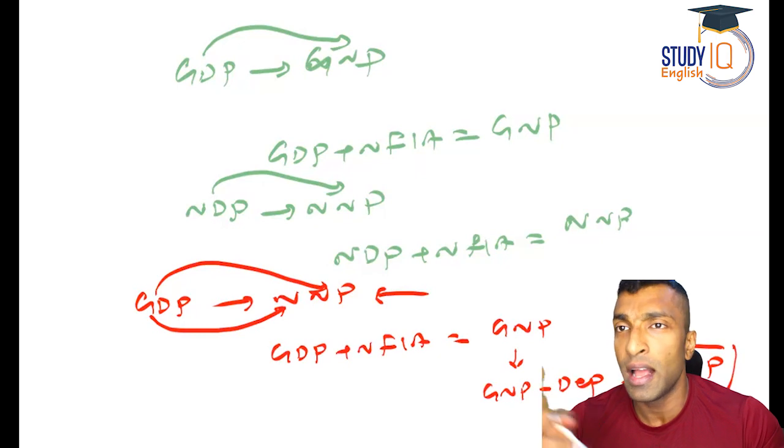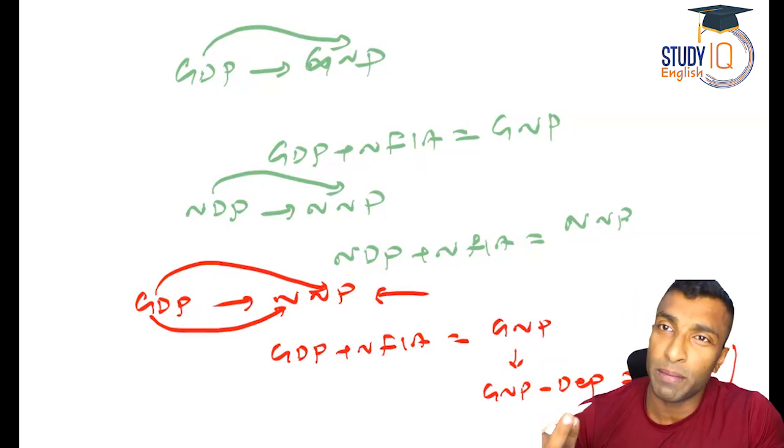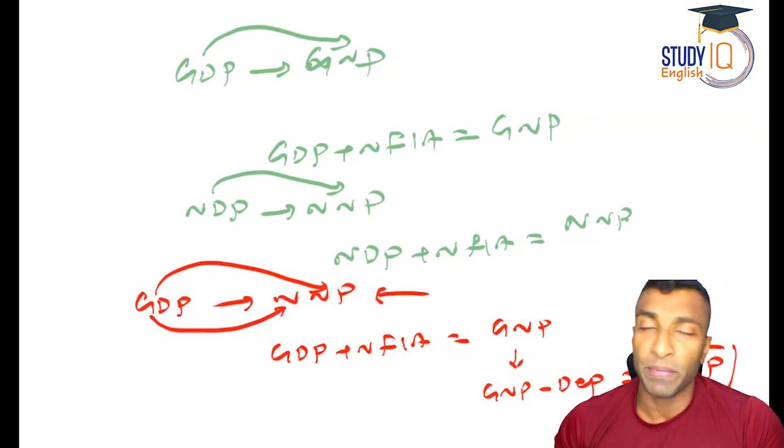In the next session, I'll talk about factor price, market price, current price, constant price, GDP deflator, the measurement of national income and everything.